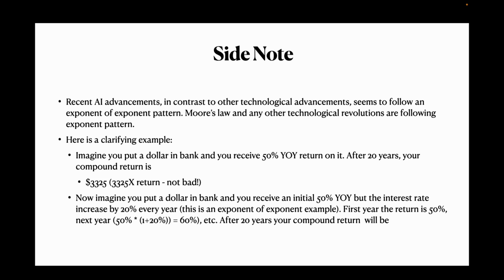So now imagine, for the previous example, you have $1 in the bank, you receive an initial 50% return on it, and the interest rate itself increases by 20% every year. So you get 60% next year, the year after you get 72% return, and so on. Now let's see how much compound return we have after 20 years. Just make a guess, because the number I'm going to show you blew my mind. I think it will do the same to you. The answer is $3.6 trillion. That's a factor of $1 billion difference between the two.